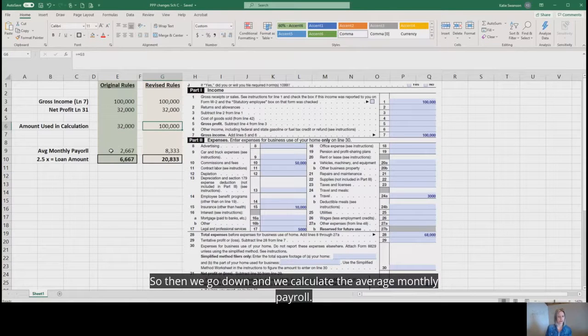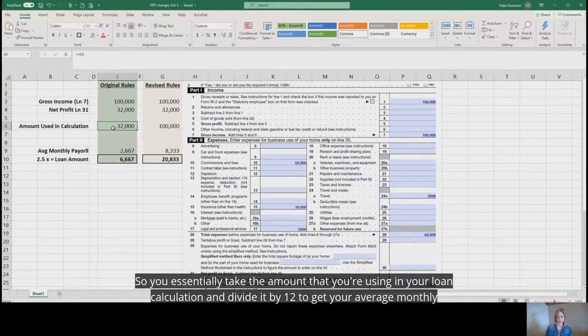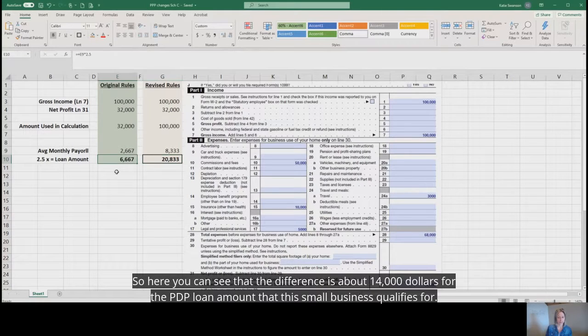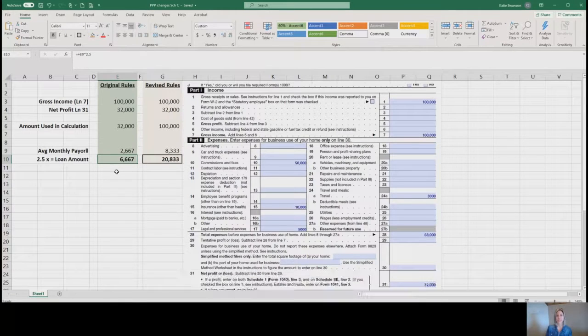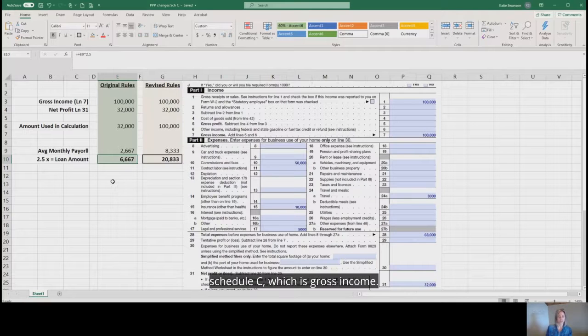Then we go down and calculate the average monthly payroll. You essentially take the amount you're using in your loan calculation and divide it by 12 to get your average monthly payroll, and then multiply that amount by 2.5 to get your loan amount. Here you can see the difference is about $14,000 in the PPP loan amount that this small business qualifies for. It's a huge difference from using line 31 on your Schedule C, which is net profit, to using line 7, which is gross income. This is a big deal, guys.